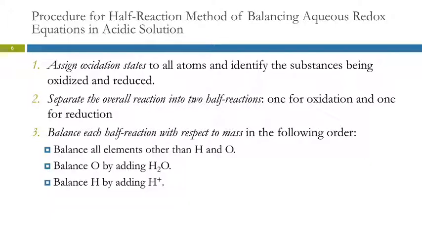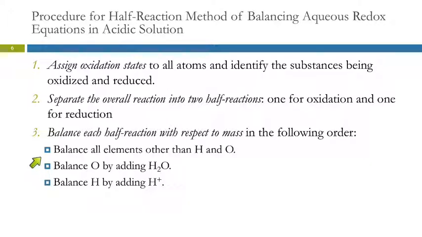So here's the procedure for what's called the half reaction method. You assign oxidation states to all the atoms, and you figure out what's being oxidized and what's being reduced. Then you separate into two half reactions, one for the oxidation, one for the reduction. You balance each of those, first with respect to mass. This is for aqueous redox reactions that are happening in acidic solution. We'll look at what happens with a basic solution in a minute.